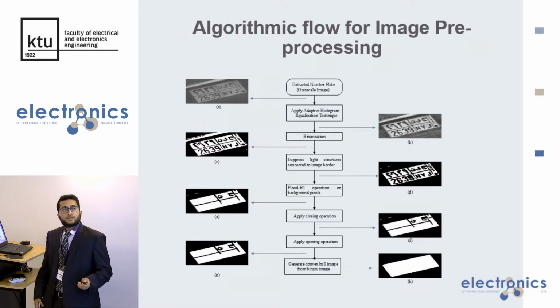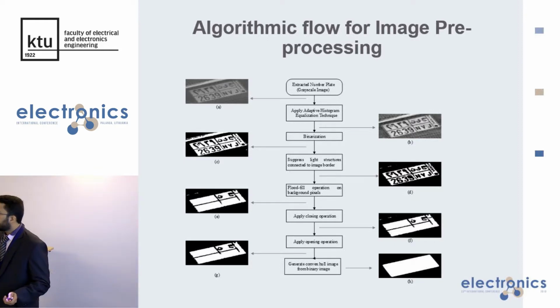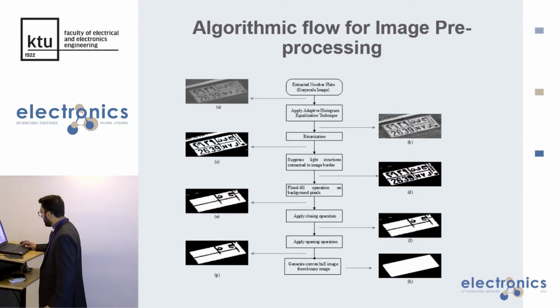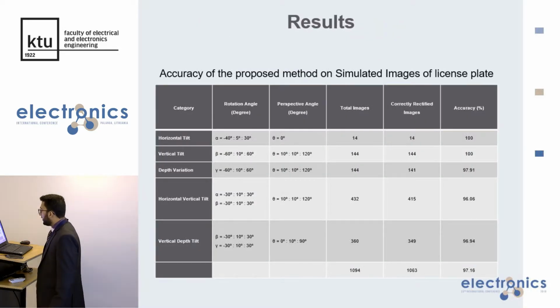First we do the adaptive histogram equalization to enhance the contrast of the image. Then we do the binarization, and we suppress the light structures that are connected to the border of the image. Flood fill operation. After that we are doing the closing operation followed by the opening operation. It will remove most of the noise in the image, and finally we are doing the convex hull, which will give us the required binary image with the area of interest in white and the black pixels as the background.